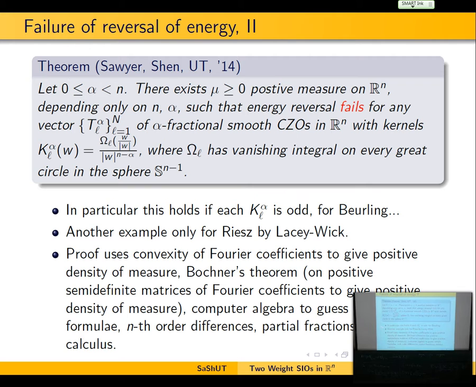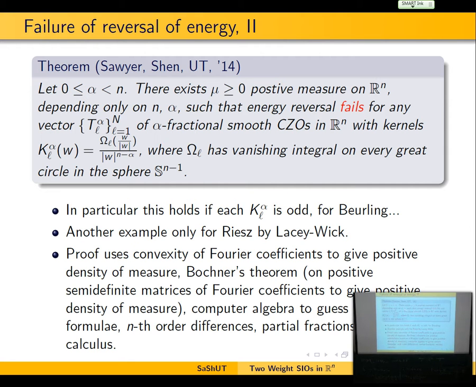We can find a configuration for which the energy reversal, that is, the left being bigger than the right, fails for any vector of fractional smooth Calderón–Zygmund operators as soon as they have vanishing integral on every great circle in the sphere. A great circle means a two-dimensional circle in this setting. So any odd Calderón–Zygmund operator fails, and we can have such a configuration that fails for all of them simultaneously. There was a previous, or essentially simultaneous, example, but only for Riesz, by Lacey and Wick.